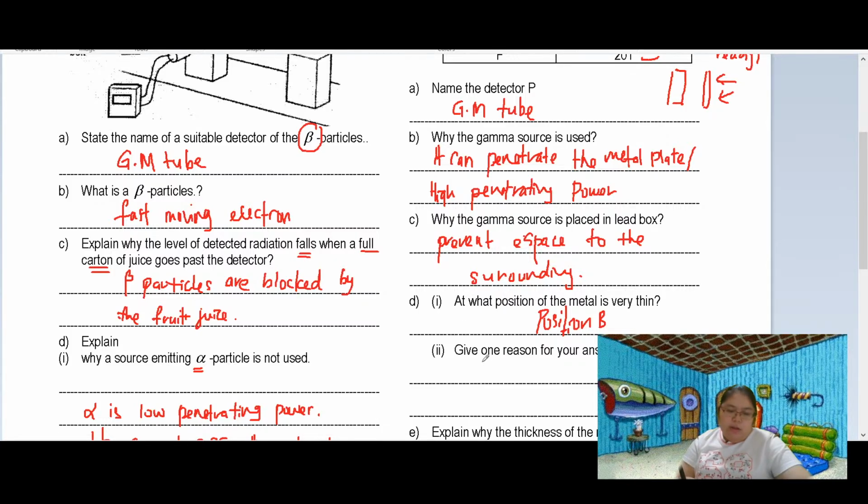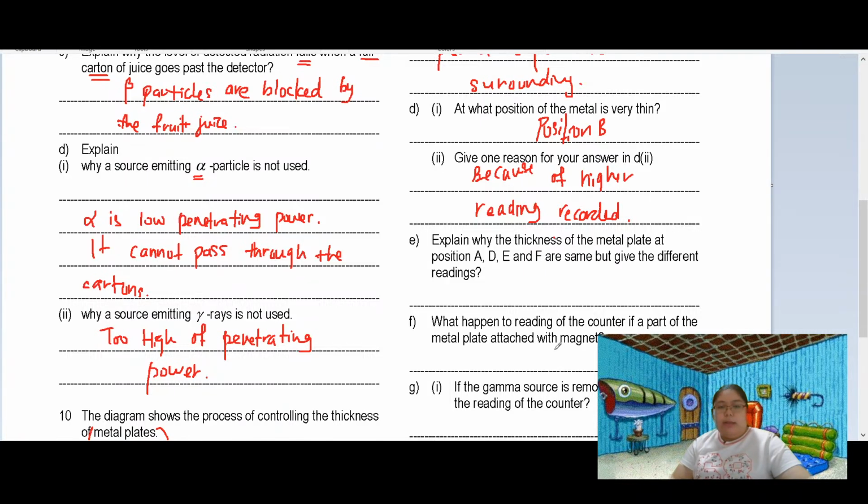Can you give the reason? The reason is because of the highest reading. Because of the highest reading, we know that one is thinner. Highest reading recorded. Then the next one is: explain why the thickness of the metal plate at positions A, D, E, and F is the same, but the readings are different. Remember, I told you already, you cannot get a perfect number like 200, 200, 200. No, they are affected by the background readings.